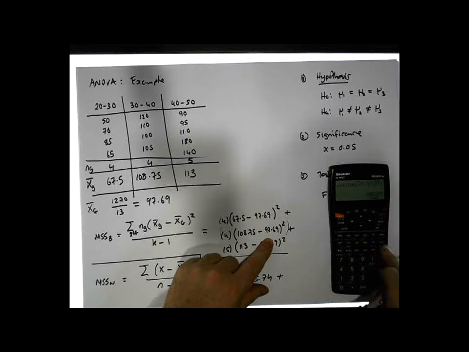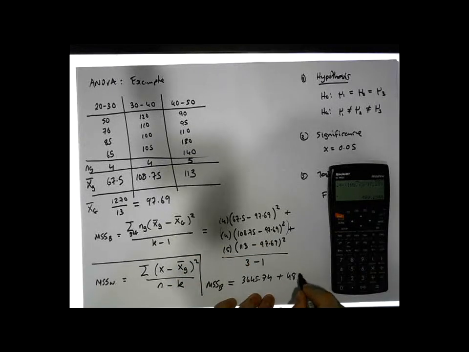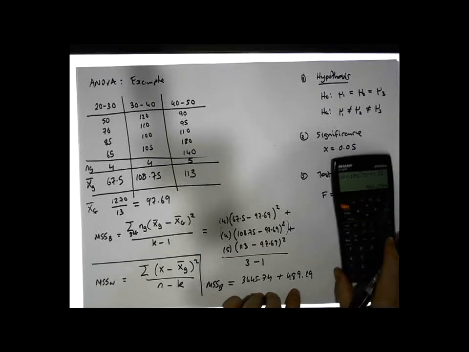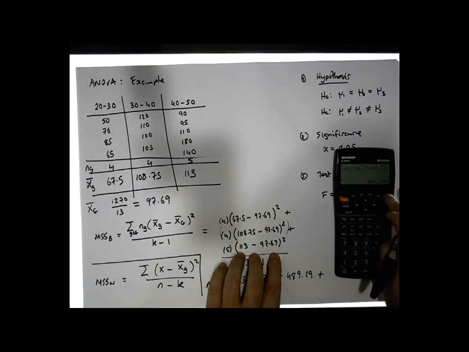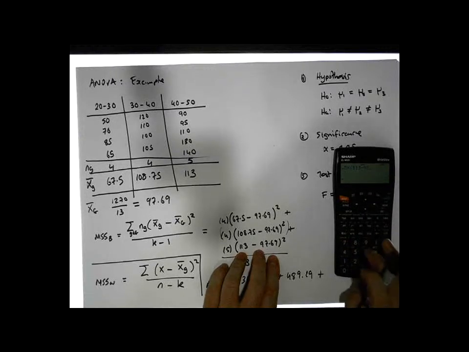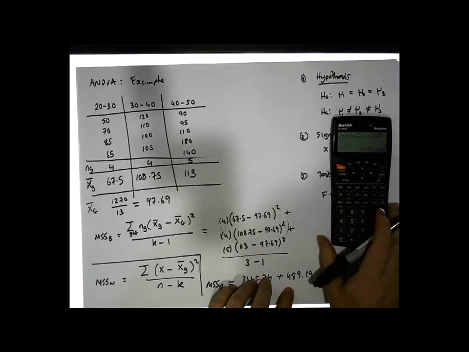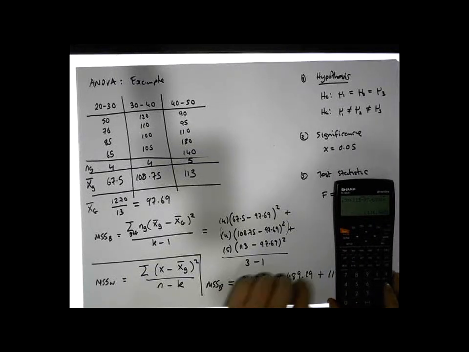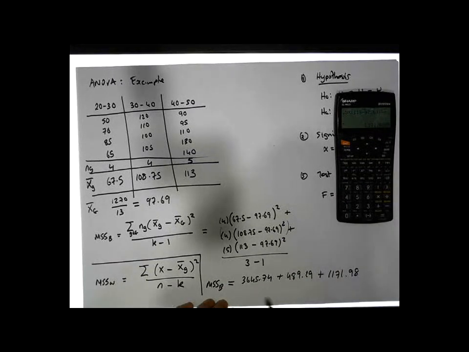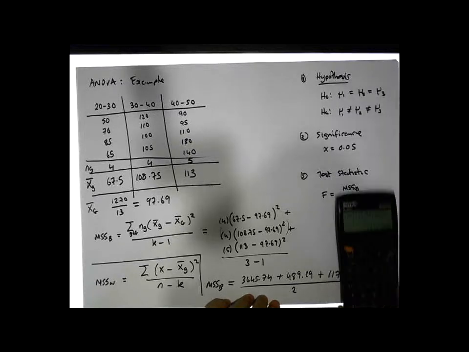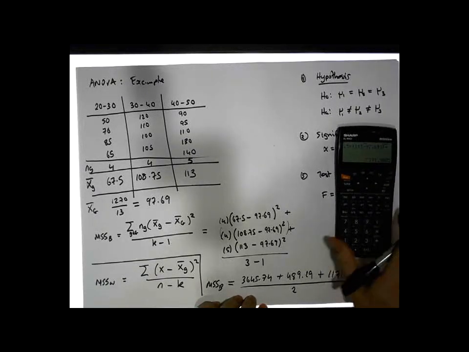That gives us a value of 489.29, plus the third value here, which is 5 times (113 minus 97.69) squared, which gives us a value of 1171.98. And now this all needs to be divided by k minus 1, which is 3 minus 1, so divided by 2.